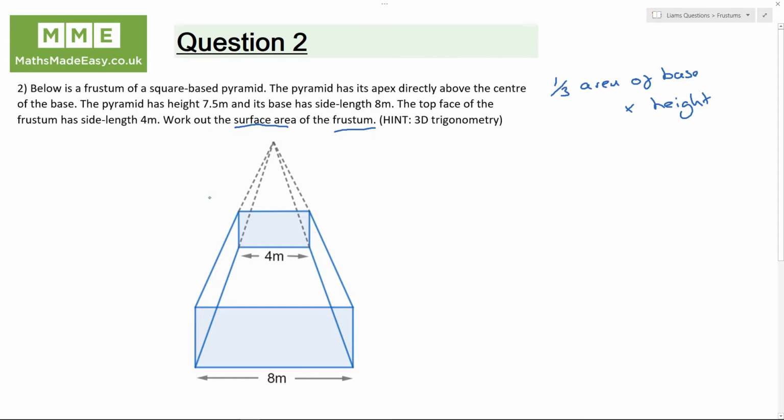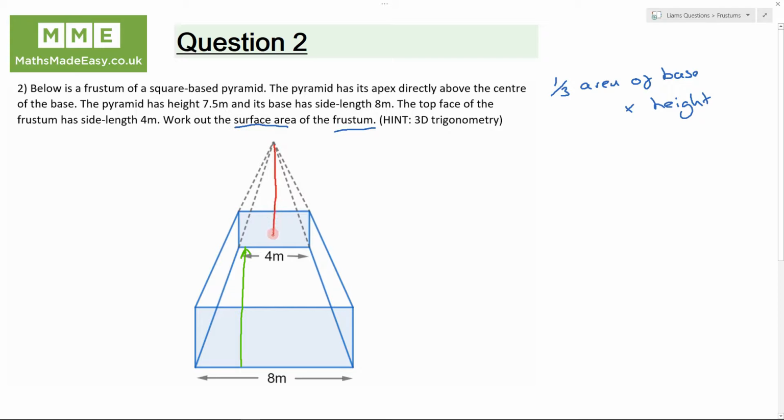So this is different to the previous question where we are now working out the surface area. So in order to do this, we first need to work out the height of these 4 trapezium faces.